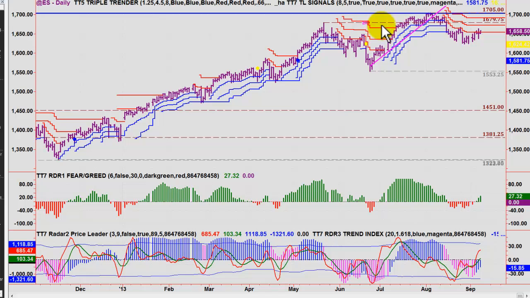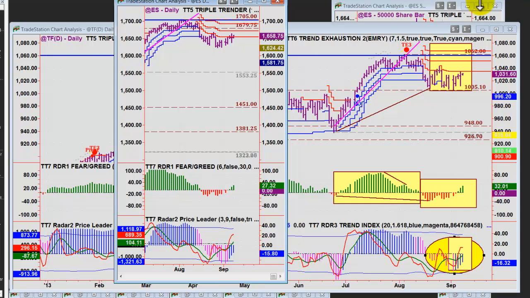Looking at the S&P daily, it's got the same situation. Radar 3 down here is bearish, and triple trender is bearish. We've pulled back into it. Significant buying in the last thrust. So let's take a look at a shorter term chart to see what we might expect for the upcoming week.